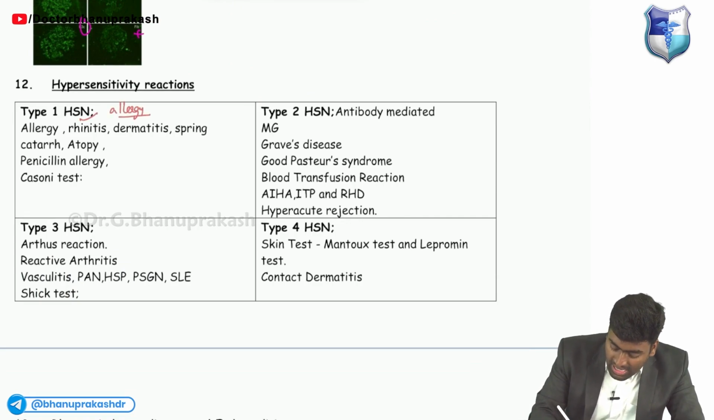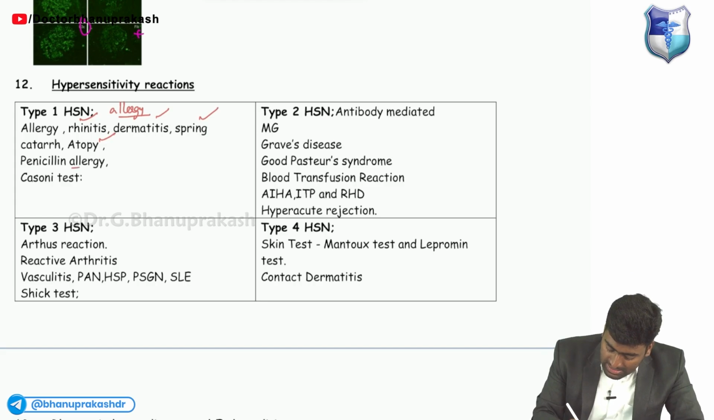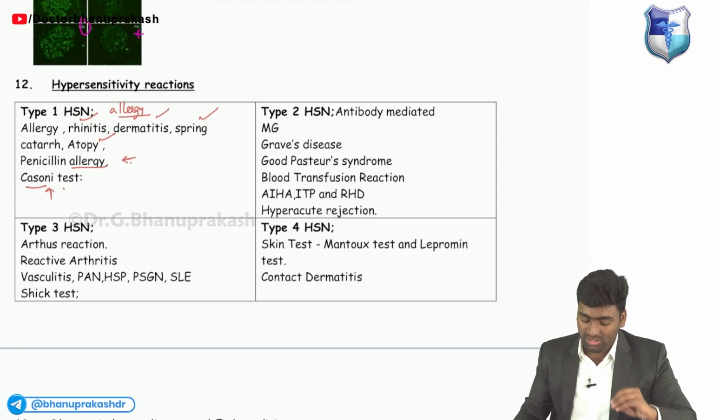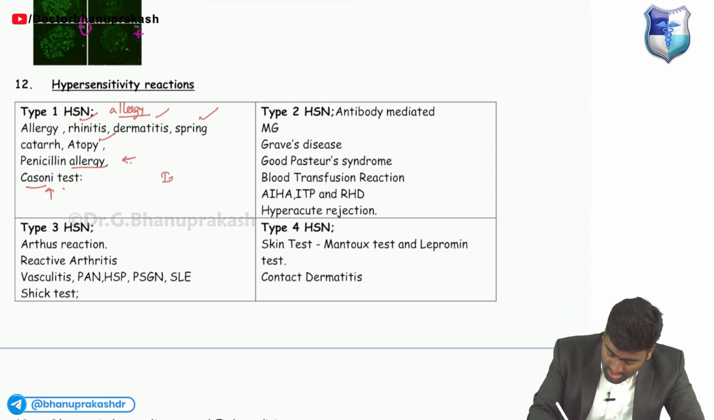Allergic rhinitis, allergic dermatitis, pink attack, vernal keratoconjunctivitis, and atopy, like penicillin allergy, the initial part of penicillin allergy, and the Casoni test, which is used for Echinococcus granulosus, the dog tapeworm. Mainly this is an allergy reaction, which is IgE mediated. Then we move ahead to type 2 hypersensitivity reactions.